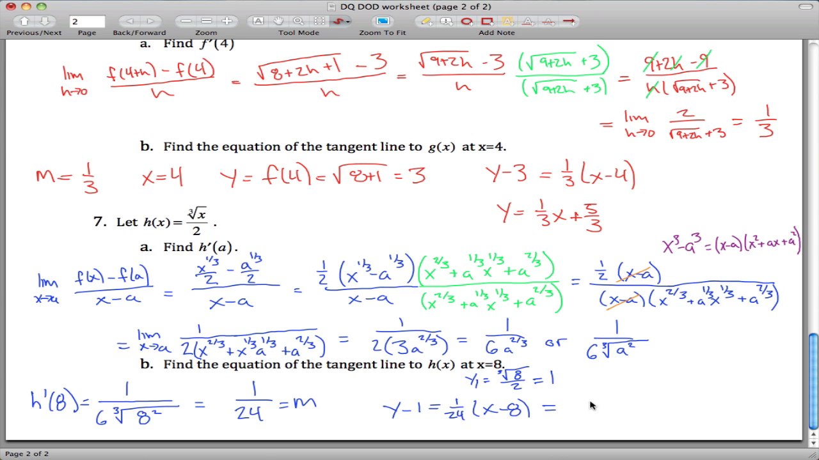So if you distribute that through, y equals 1/24th x, and then that is negative 1/3, but if you add 1, you get positive 2/3. And this right here is our final answer. And good Lord, that's finally the end of this worksheet. So there you go.